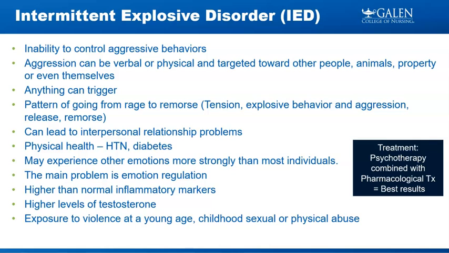Exposure to violence at a young age, you're more likely to have intermittent explosive disorder. Childhood sexual abuse, higher likelihood of having intermittent explosive disorder. Common for families to have a history of addiction and substance abuse. So we do see impulsivity and aggression as distinct characteristics. Treatment is hard. Therapy and psychopharmacology.